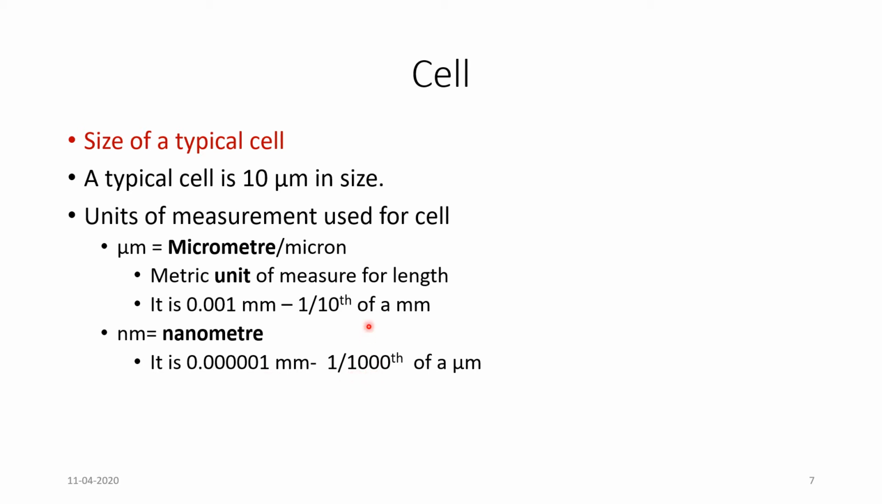So the units of measurement that are used for measuring the cell and the intracellular organelles, the nucleus, and the plasma membrane are the micron or micrometer, which is 0.001 millimeter, and the nanometer, which is about 1,000th of a micrometer.